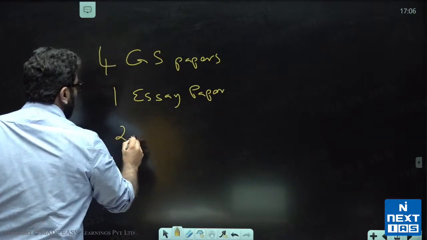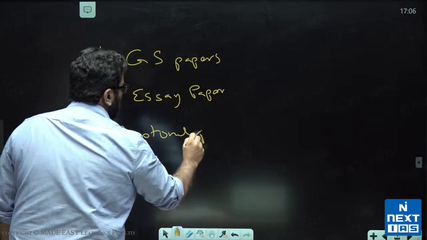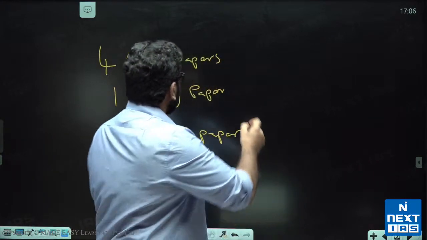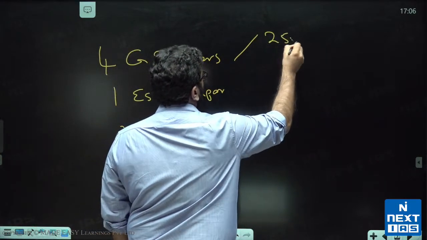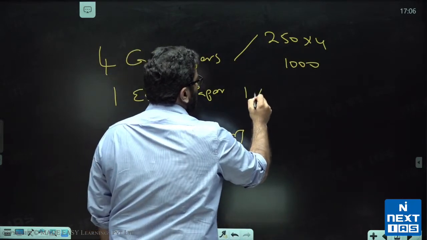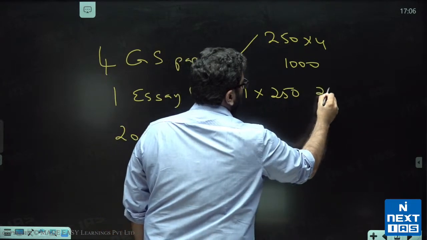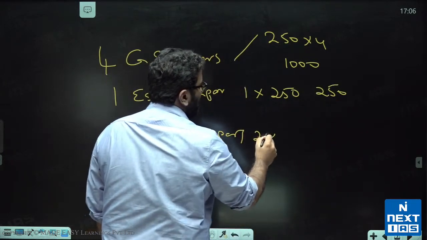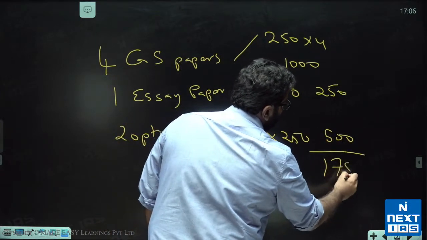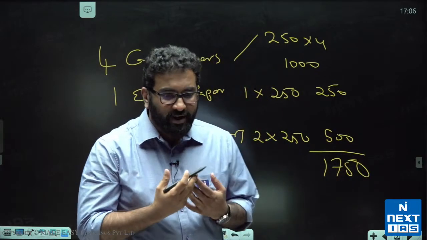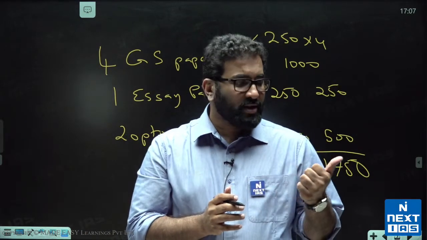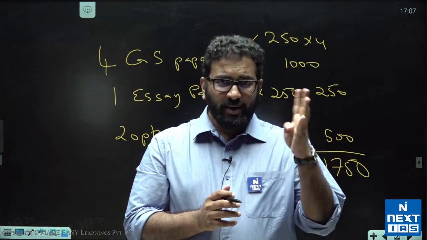You have 2 optional papers. Now, I always prefer quantifying things in terms of marks, right? So your 4 previous papers is 250 into 4, which is 1000 marks, right? This is one essay paper, which is 1 into 250. This is 250 marks, right? You have 2 optional papers, 2 into 250, 500 marks, right? So cumulatively, we are looking at 1750 marks of syllabus that has to be covered across the next 6 months, right? Let's assume it's across the next 6 months, considering August, September, October, November, December, January.